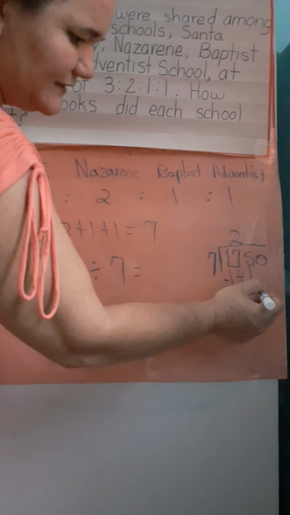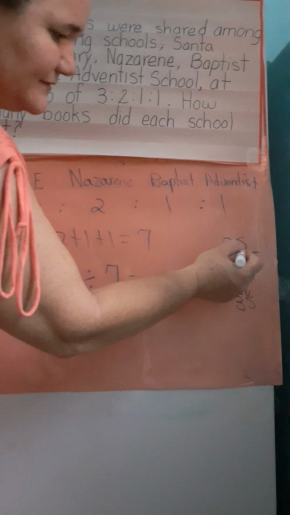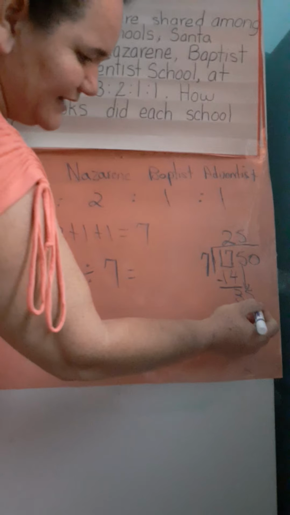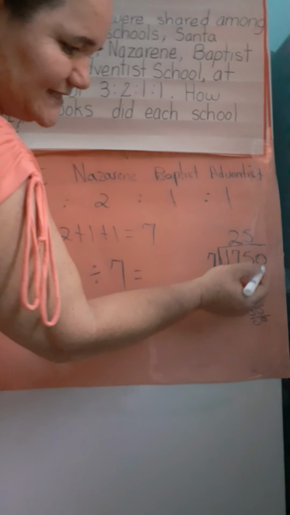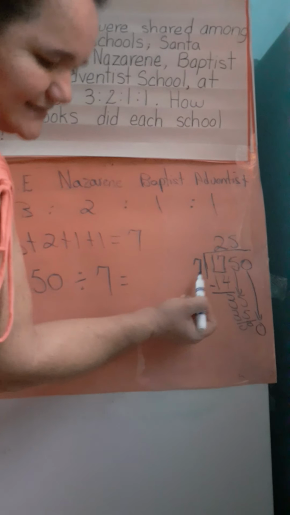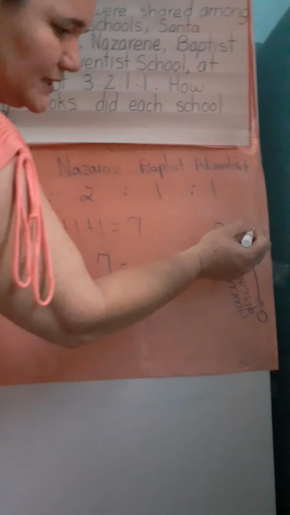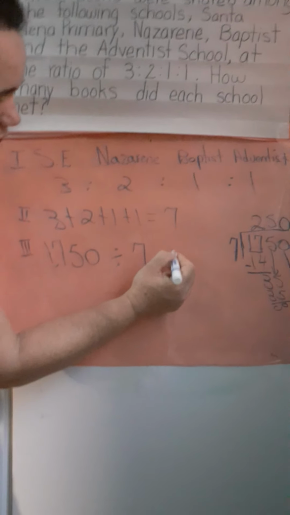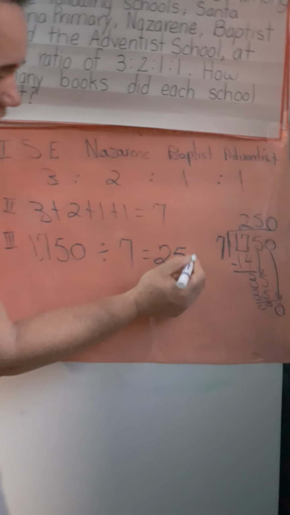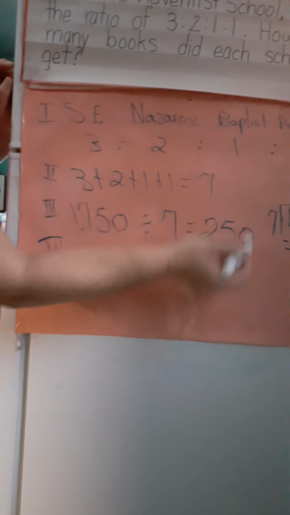So we bring down the 5. 7 into 35 gives us 5. 5 times 7 is 35. Now we have a 0 here. We bring it down, and we divide the 0 by 7 as well. So 0 divided by 7 is going to give us 0. So our answer here is going to be 250 books. Alright, so our fourth step will be multiply this answer by each of the ratios.